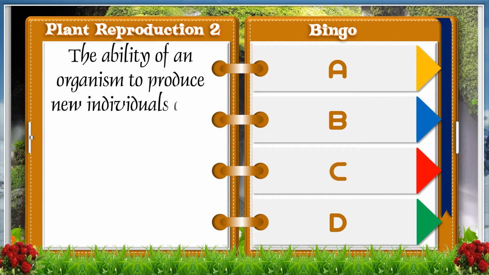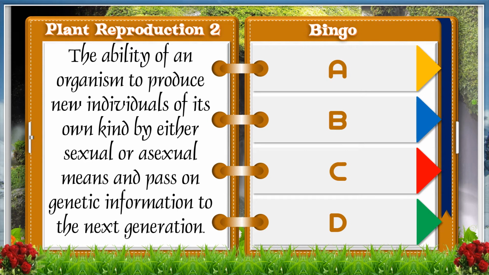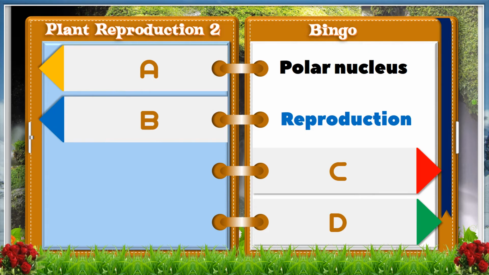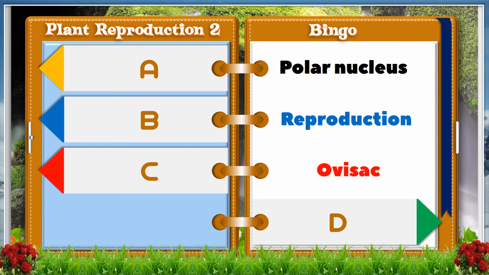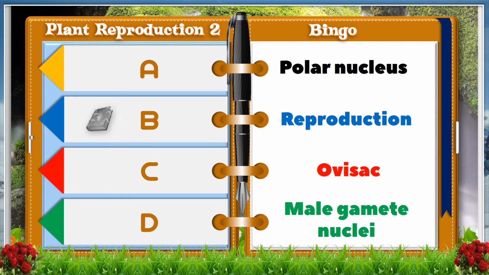The ability of an organism to produce new individuals of its own kind by either sexual or asexual means and pass on genetic information to the next generation. A. Pollen nucleus. B. Reproduction. C. Ovisac. D. Male gamete nuclei. And the answer is B. Reproduction.